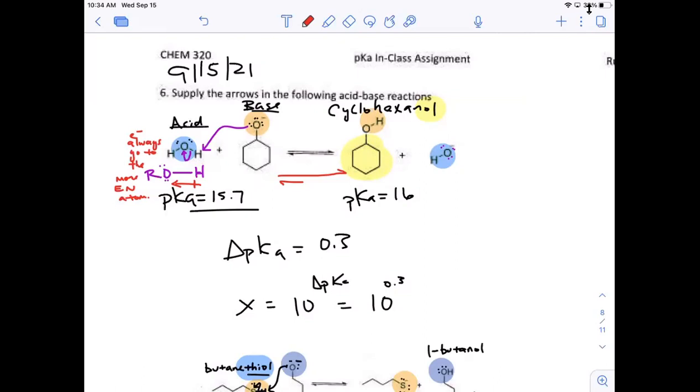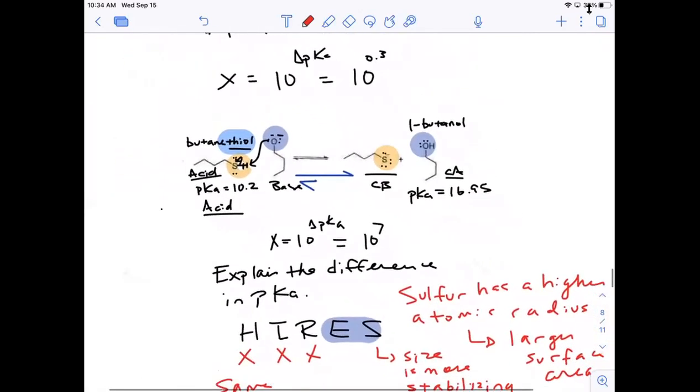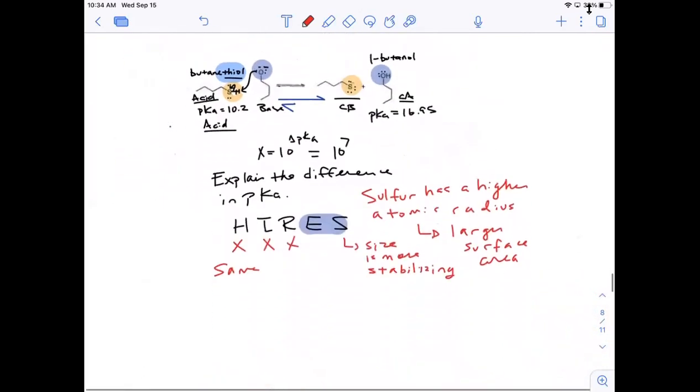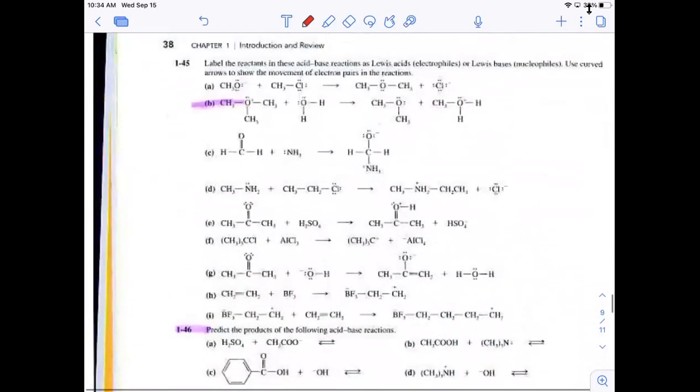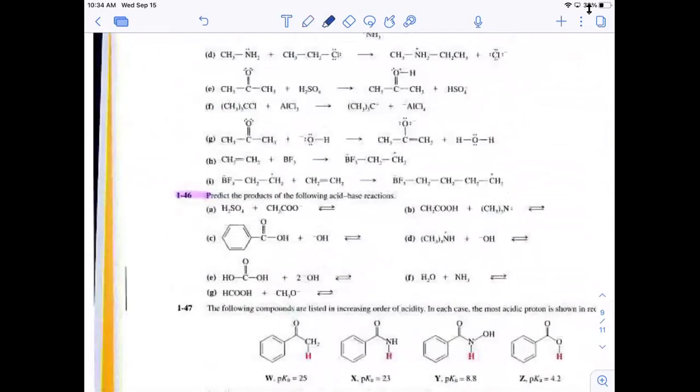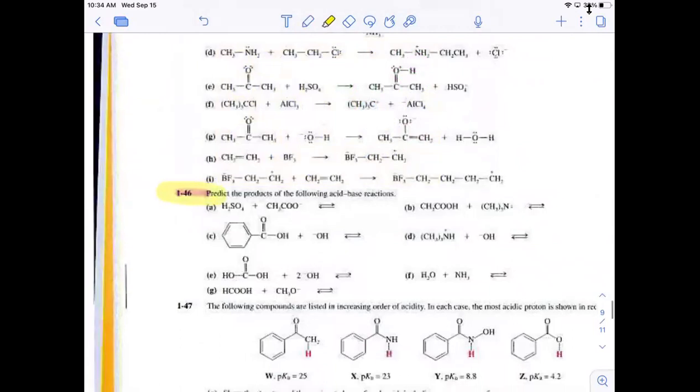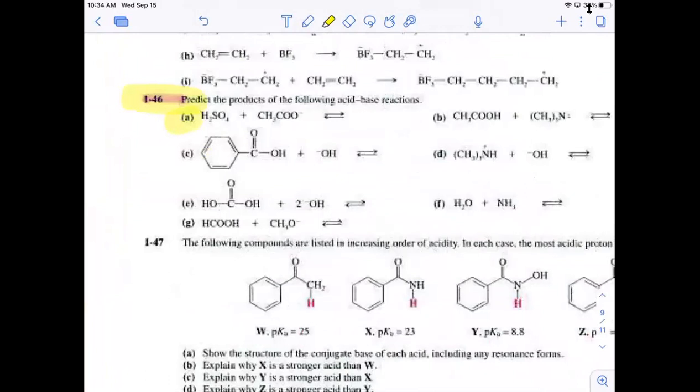All right, let's go to some other problems. Now I'll highlight them because I know that pink is going to throw you off, but I'll highlight the ones that we're going to do. So we're going to go here, and we're going to work through A, D, G, and let's work through those.